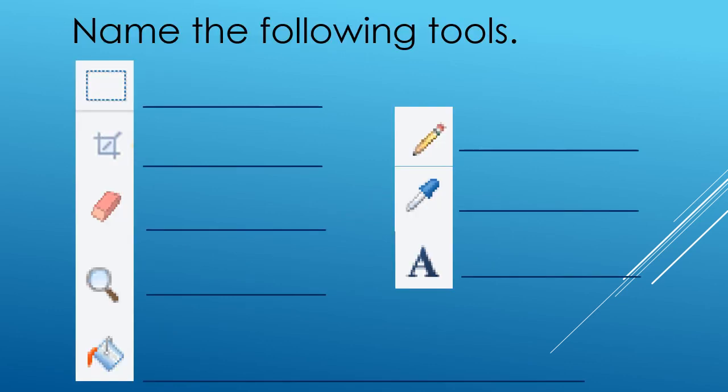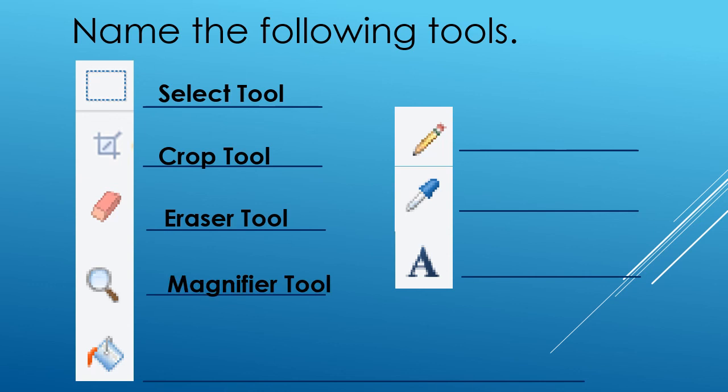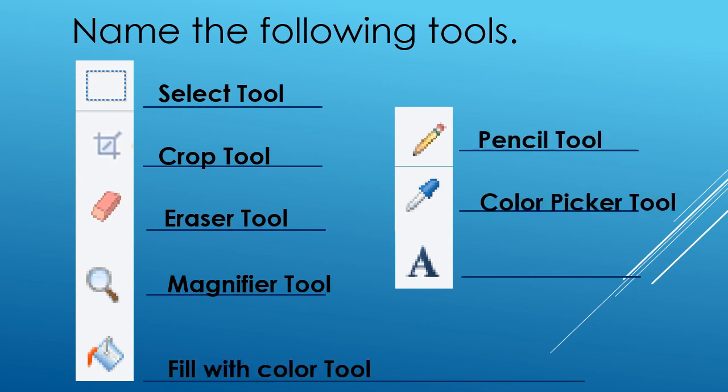Dear students, another exercise is given to us on page number 60. Name the following tools. We will write the name of these tools. First is select tool, crop tool, eraser tool, magnify tool, fill with color tool, pencil tool, color picker tool, text tool, and brush tool. You will fill the exercise accordingly.